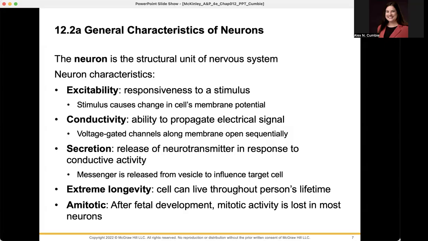This becomes really important when we think about brain injuries or spinal injuries, or even something like Alzheimer's disease, where if we lose some of these cells that have been present with extreme longevity throughout our lifetime, they're not able to reproduce themselves. So we end up losing those neurons forever because they're amitotic.